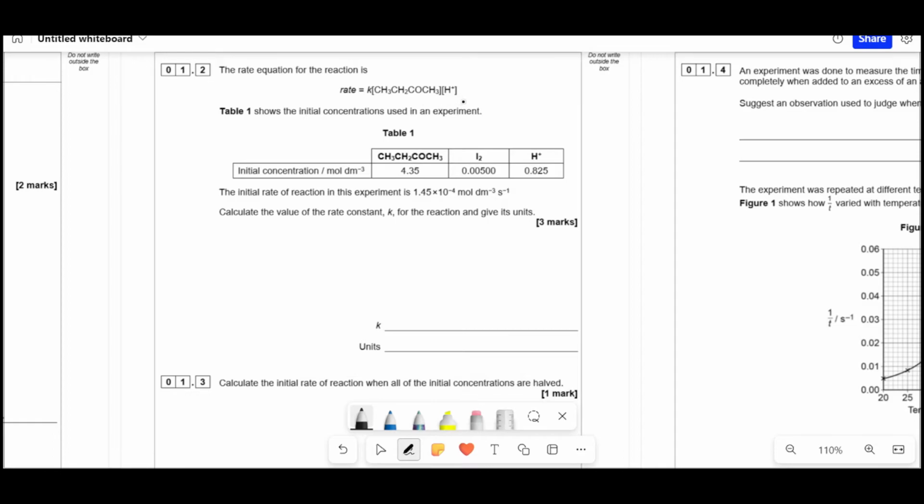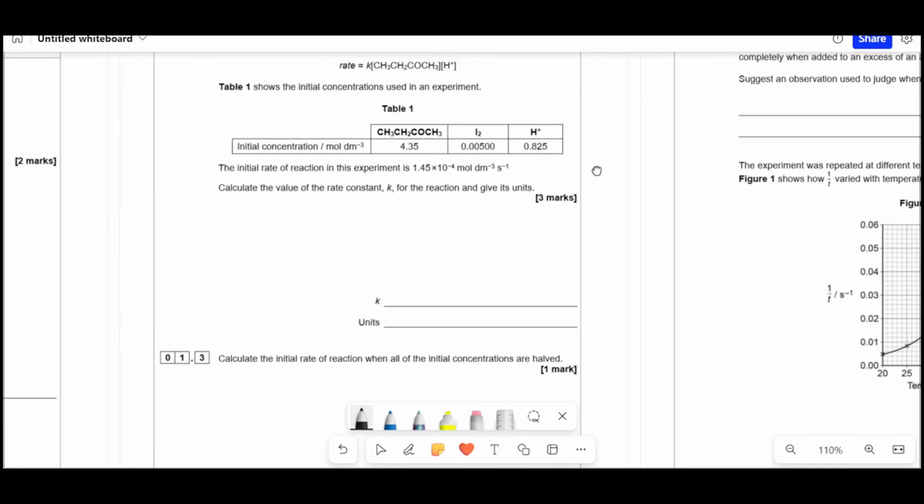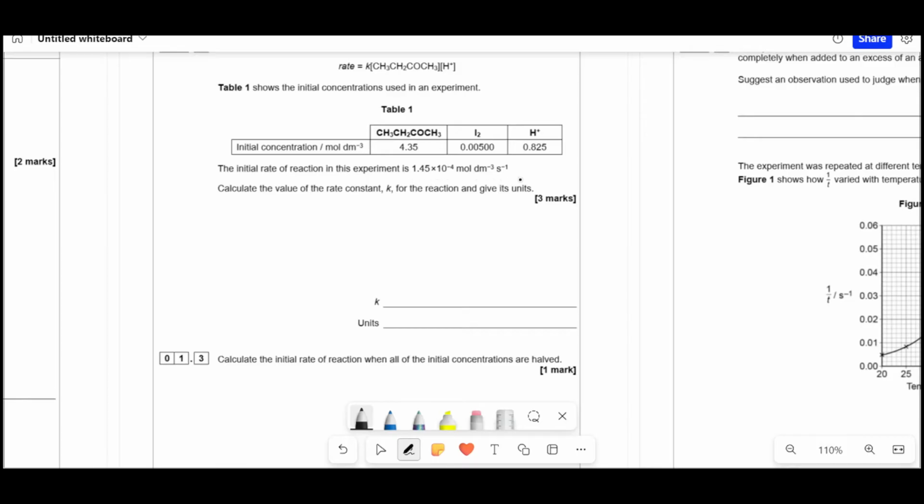The rate equation for the reaction is rate equals k times the concentration of CH3CH2COCH3 times the concentration of H+. Table 1 shows the initial concentrations used in an experiment, and the initial rate of this experiment is given. Calculate the initial value of the rate constant k for it and give its units.